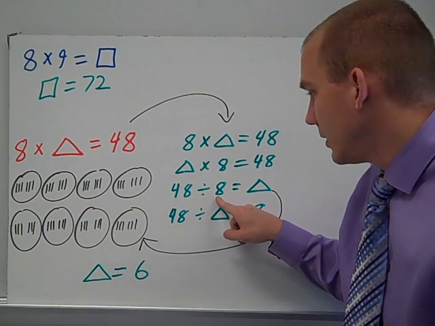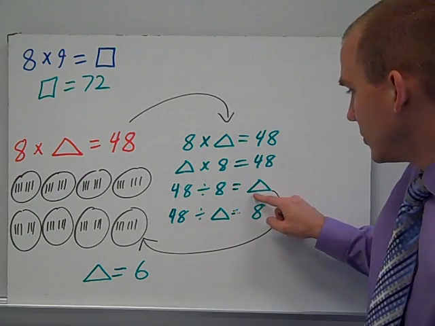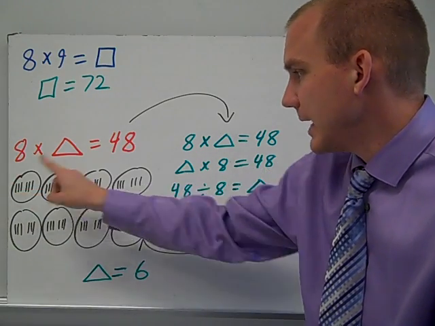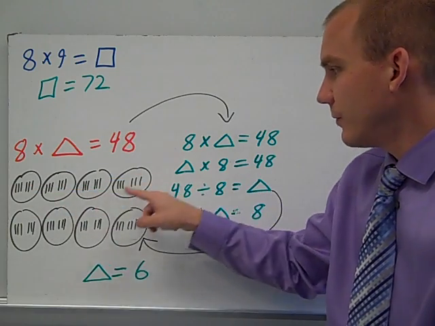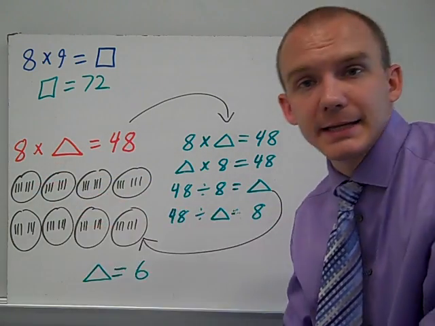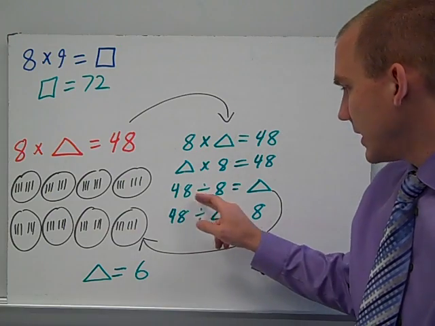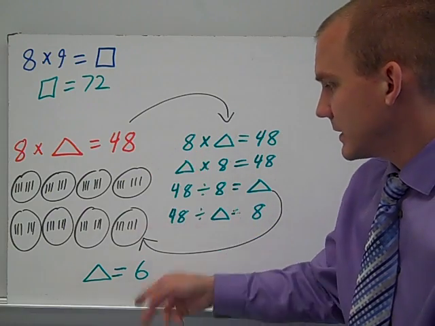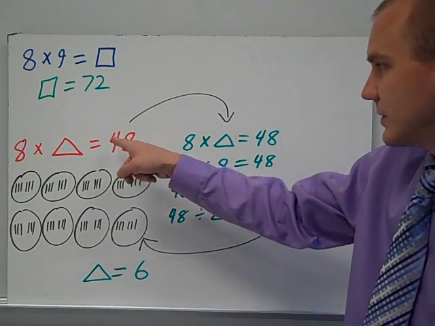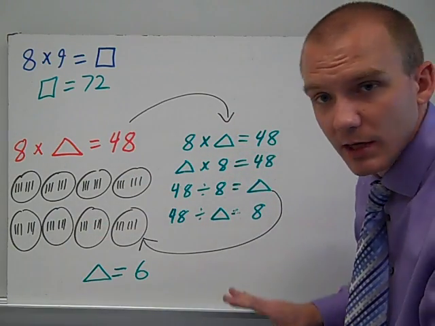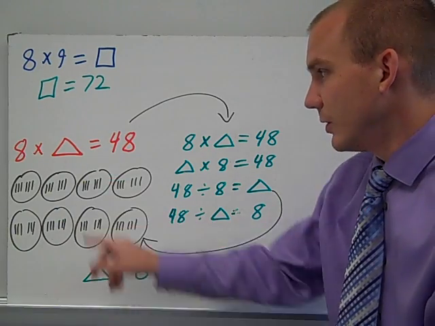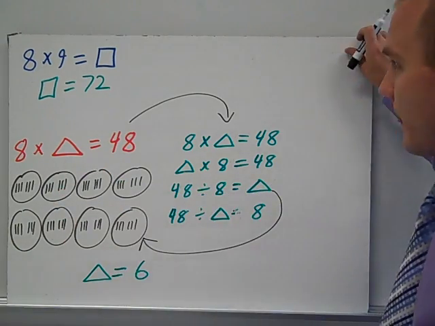I can do that, and you can see that that's what I did. I drew 8 circles, and I just counted into them, 1, 2, 3, 4, 5, 6, 7, 8, all the way up to 48, and I got 6 in each group, which is 48 divided by 8 equals 6, which means the triangle then equals 6. And that's kind of how you solve. It's just a step process. You can find a fact family, find a matching fact that's easy to work with, and then determine what this is.